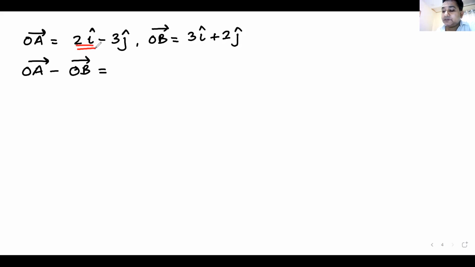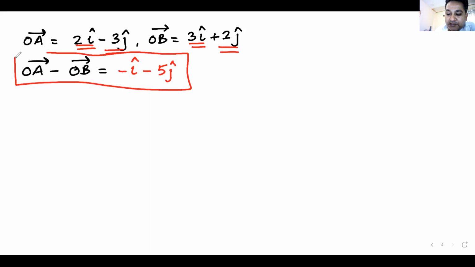This is 2i minus 3i. Instead of adding, subtract. 2i minus 3i, so it will be minus i. Minus 3j minus 2j, minus 5j. And that is our answer: minus i minus 5j. Am I clear?